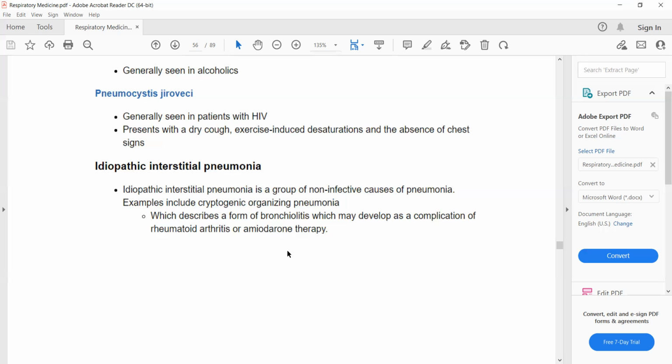And if the person with HIV has a CD4 count of more than 200 and presents to you with productive cough, then it will be Streptococcus pneumonia. So with normal CD4 count and pneumonia features in an HIV patient, it will be Streptococcus pneumonia. And with CD4 count less than 200, it can either be Pneumocystis jirovecii or TB. If it's dry cough and exercise induced desaturation, then it will be Pneumocystis jirovecii. If it's productive cough and typical features of pneumonia, then it will be Streptococcus pneumonia.